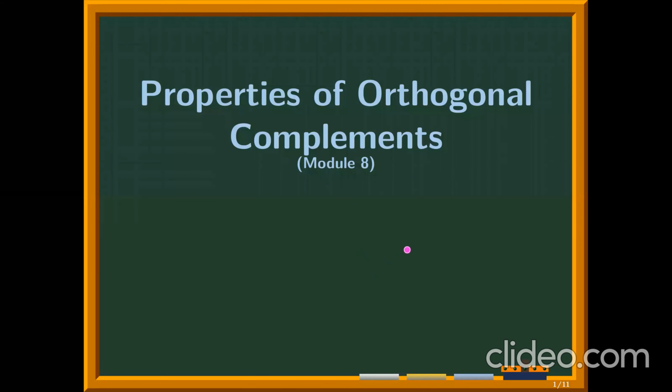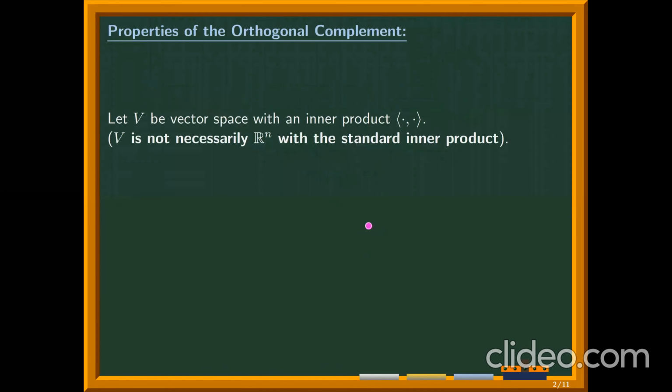Here we discuss some properties of orthogonal complements. So again, we assume that V is an inner product space with inner product as shown. Note that V in our discussion here is not necessarily Rn with the standard inner product.